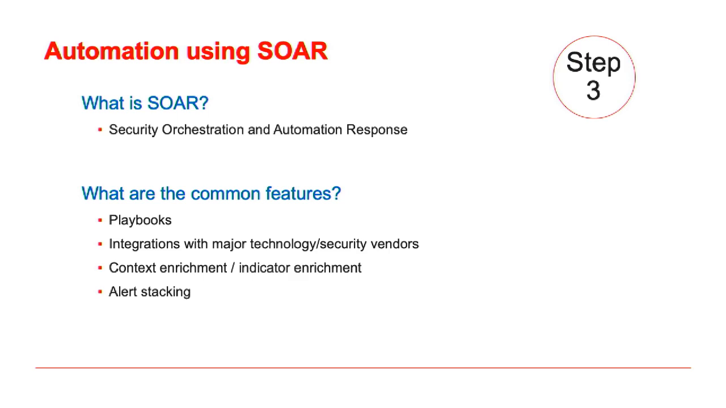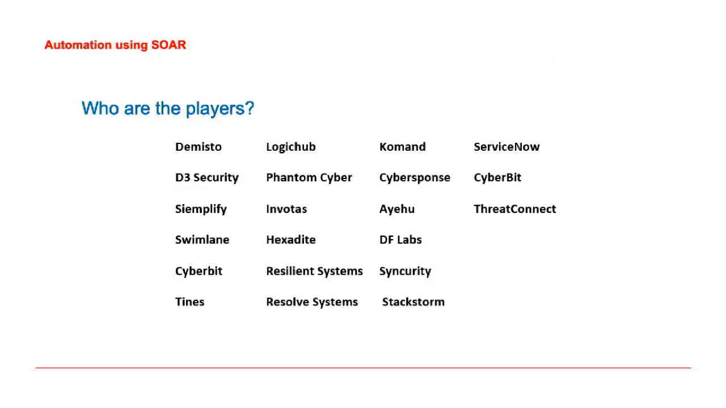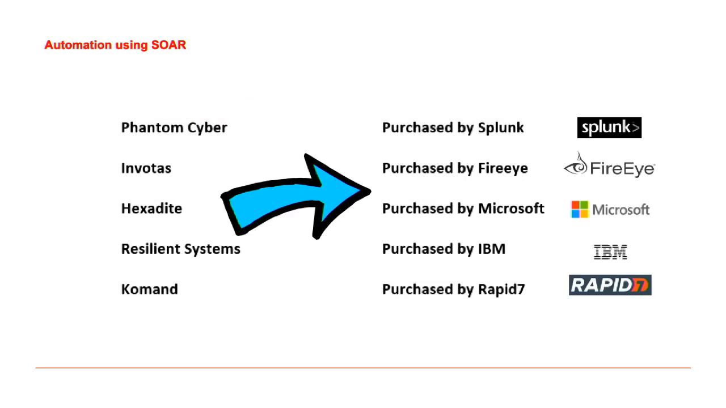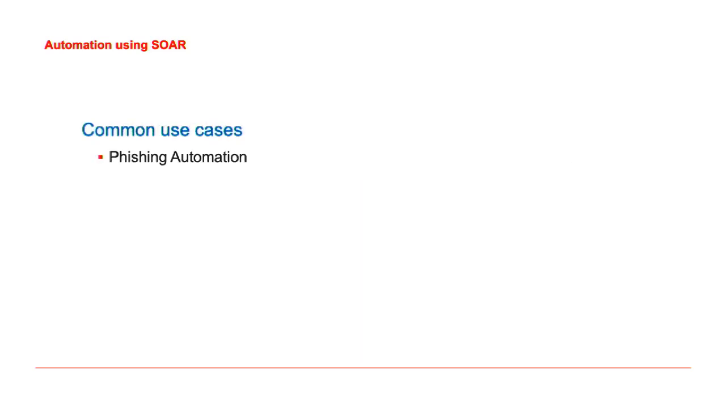So here are the players, and when I started looking at this, I really thought there was just a couple, but there's really a lot of players in this market. And then one other thing that I've noticed, I'm sure more of these are going to get swallowed up because this has already happened. So Phantom Cyber was purchased by Splunk, FireEye, Invotas, Microsoft purchased Hexadite, IBM, Resilient Systems, and Rapid7, Komand. So I'm sure we're going to see more of this as some of the SIEM vendors try to get into orchestration and automation. We definitely will see more of this.